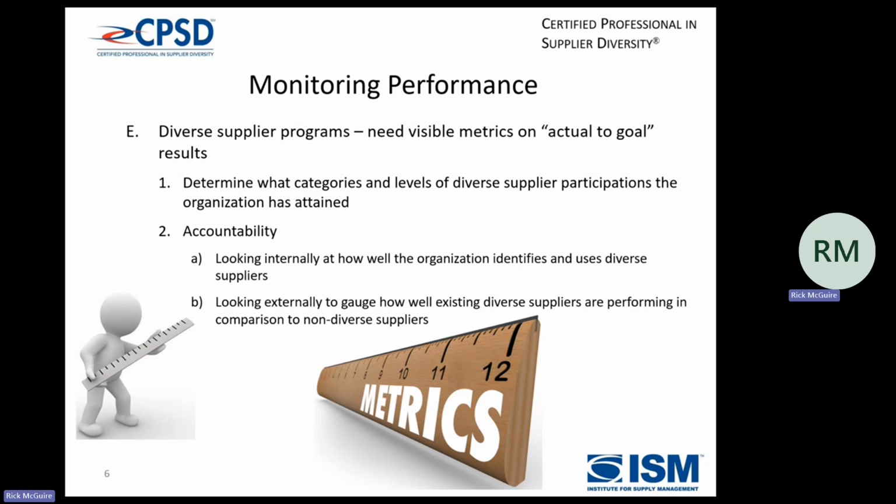And accountability, the two major measures are spend with diverse suppliers and number of diverse suppliers. Accountability means looking internally at how well the organization identifies and uses diverse suppliers, and looking externally to gauge how well existing diverse suppliers are performing in comparison to non-diverse suppliers. That's what your stakeholders are going to want to know.